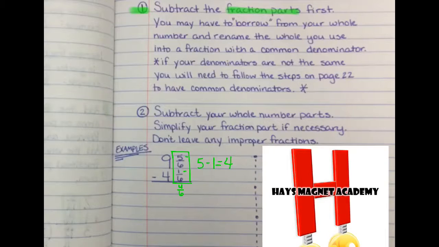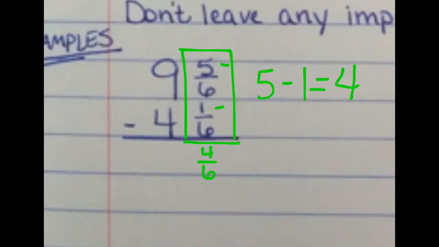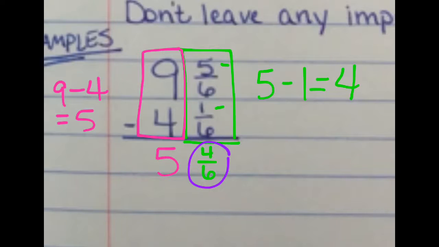So now back to step 2. It said that we are going to subtract the whole number parts. So our whole number part here is just 9 minus 4, and that equals 5. So our new mixed number, our answer, not final answer, excuse me, is 5 and 4/6. It is not our final answer because this can be simplified.